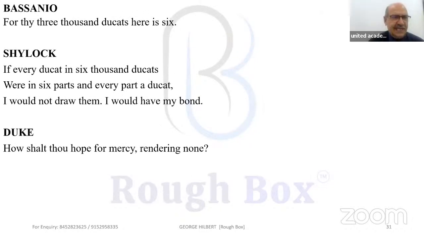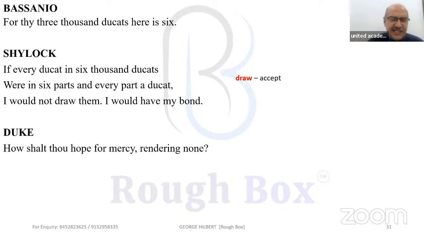And Bassanio intervenes again and says, for thy 3,000 ducats, here is 6. For the 3,000 ducats that you gave me, I'm giving you double, 6,000. And Shylock says, if every ducat in 6,000 ducats were divided in 6 parts, and every part were a ducat, I would not accept it. I would still have my bond. I would still demand the terms and conditions in my bond to be fulfilled.